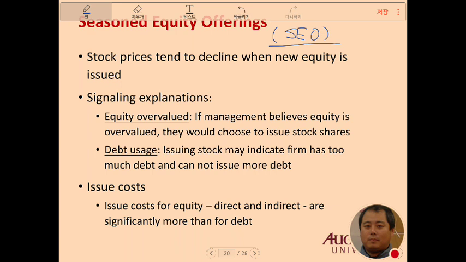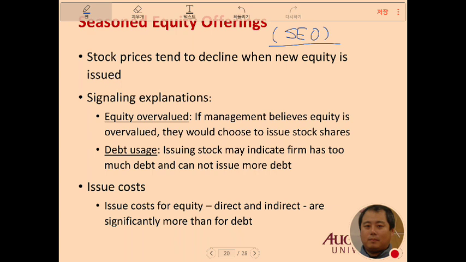First of all, new stock is usually issued when equity is overvalued, because management believes that the current shares are overvalued, so they can choose to issue stock shares and raise more money. So the market perceives this as a signal of overvaluation, and the price tends to drop. Second, issuing stock may indicate the firm has too much debt, so that they cannot issue more debt. So they choose equity financing. And equity financing is more expensive than debt financing. So this means that sometimes they max out the debt and they have to issue equity. Then that's not a good signal.